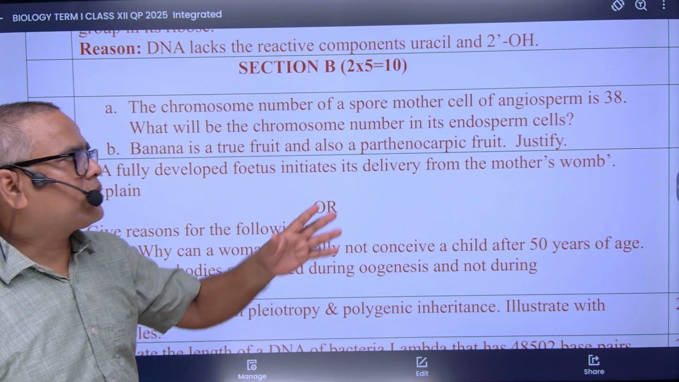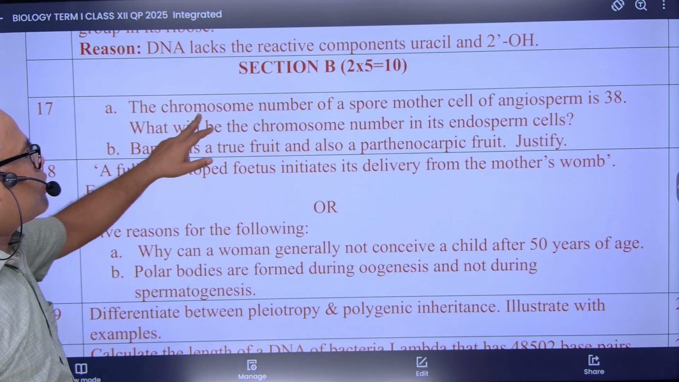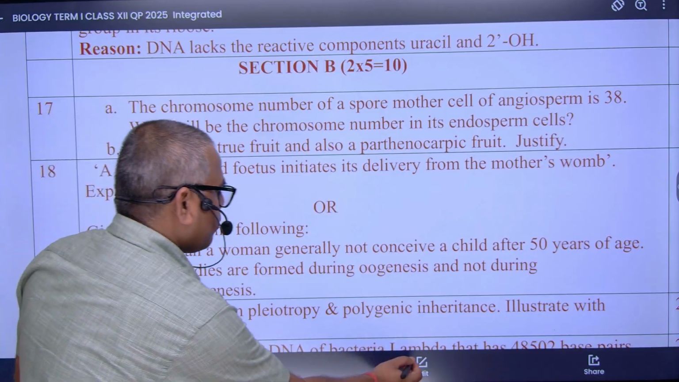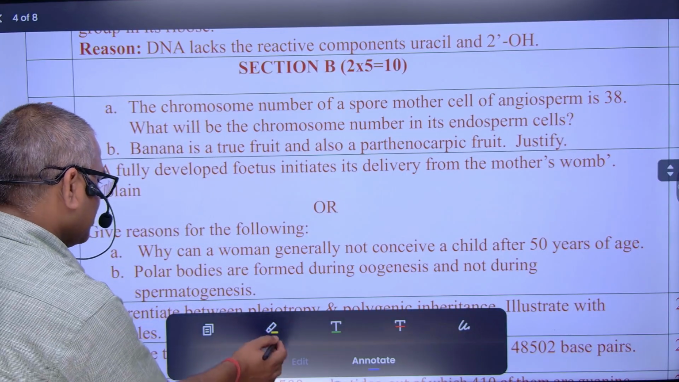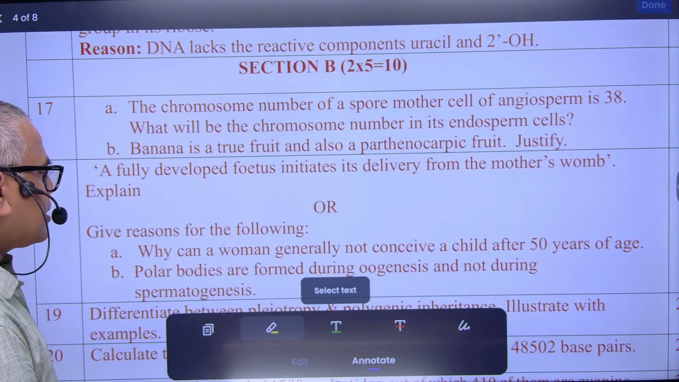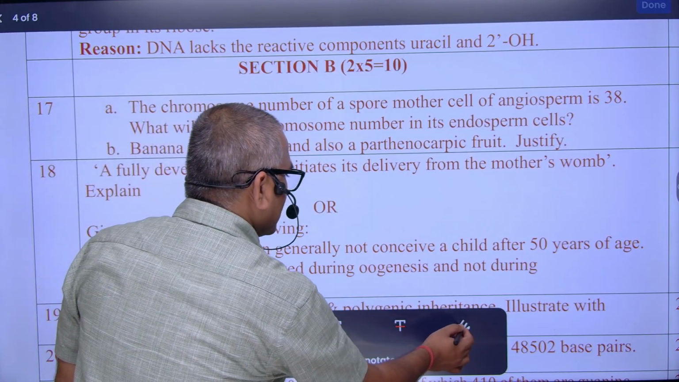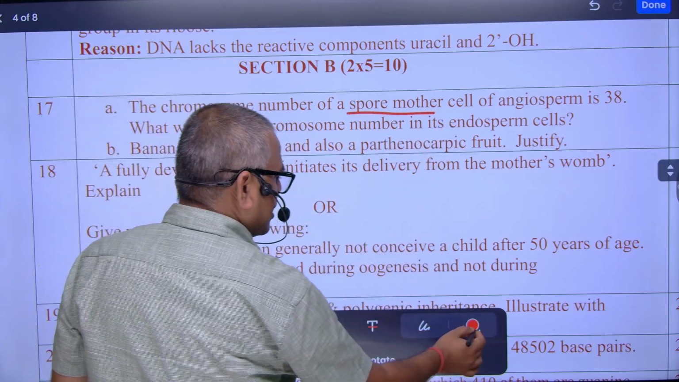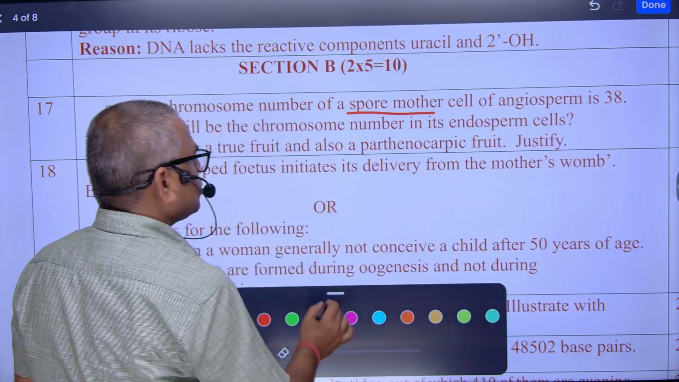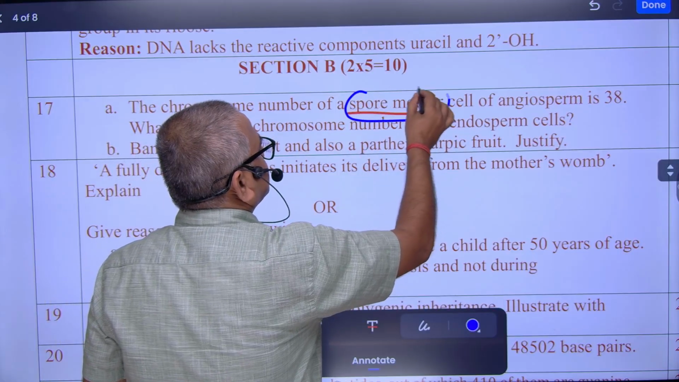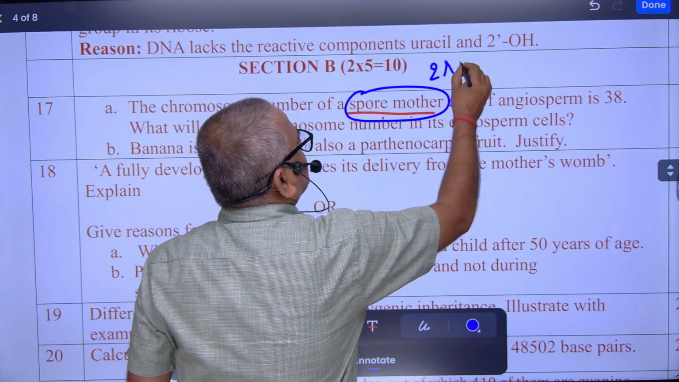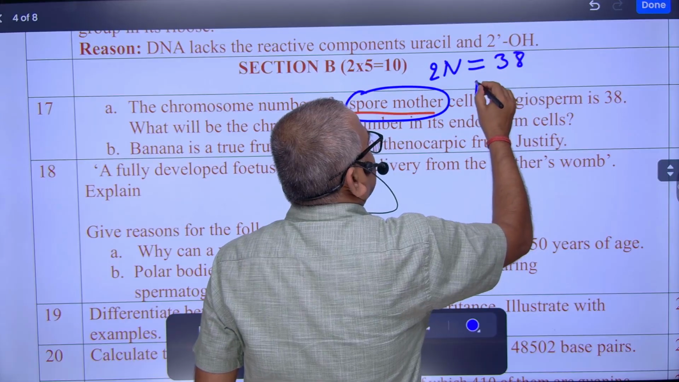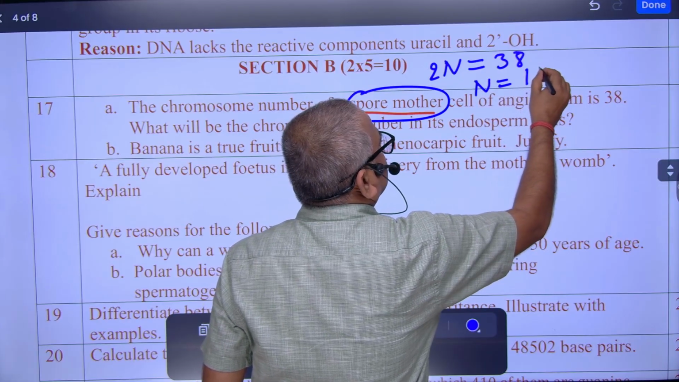If you come to the first question, the question is: given the chromosome number of a spore mother cell of angiosperm is 38, what will be the chromosome number in its endosperm? The spore mother cell is a diploid cell. It clearly means 2n is equal to 38, so n equals 19.